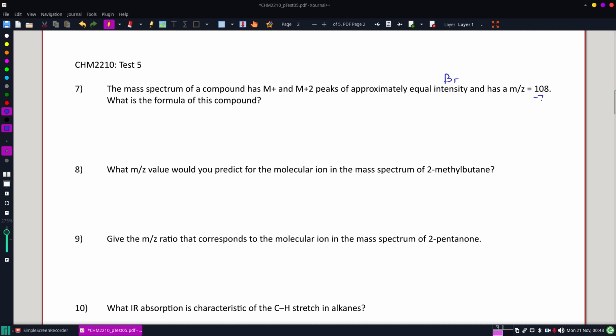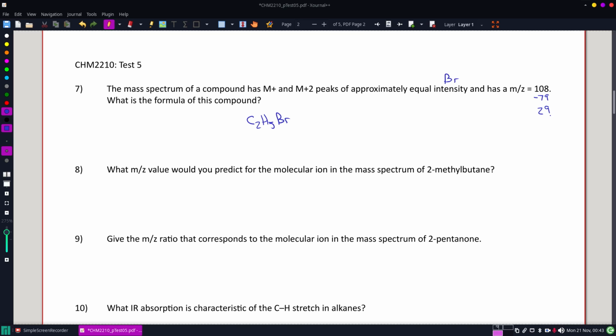Alright, I'll just do a simple little math there, because the bromine that creates those two equally intense peaks has a mass of approximately 79 for the M plus. Do a little bit of math there. Let's see, 29. Oh, and 29 is a CH2CH3. So we have a C2H5Br.